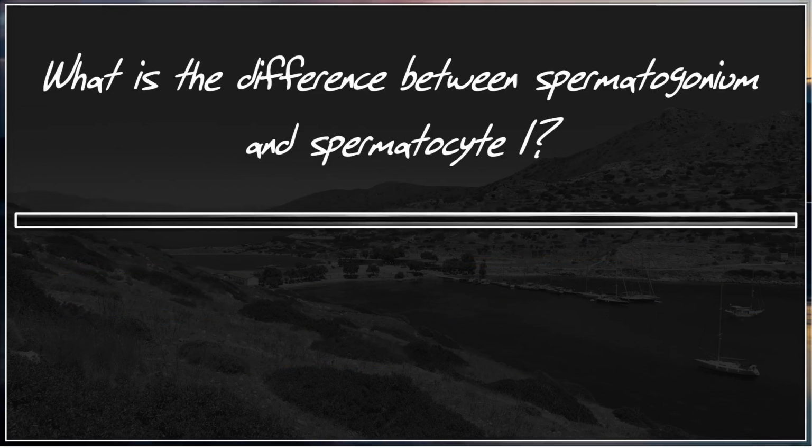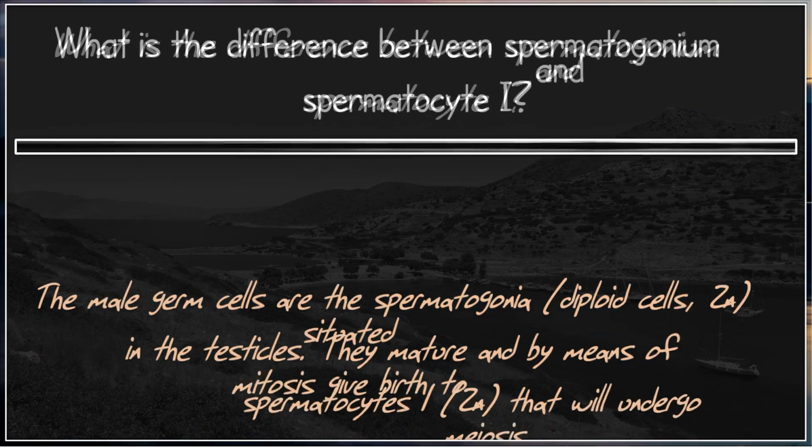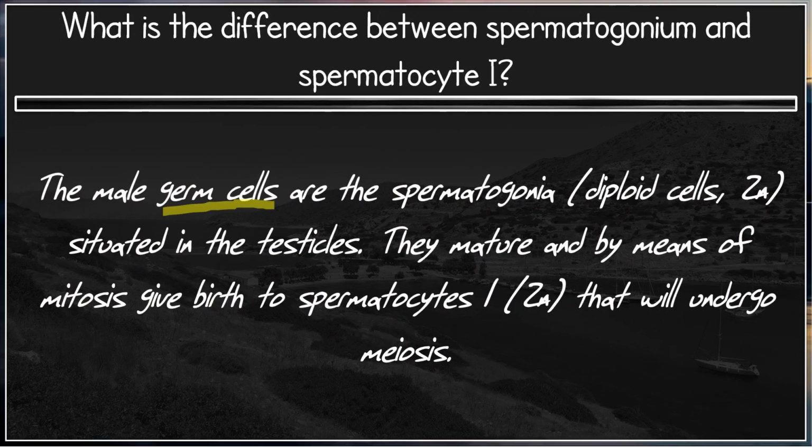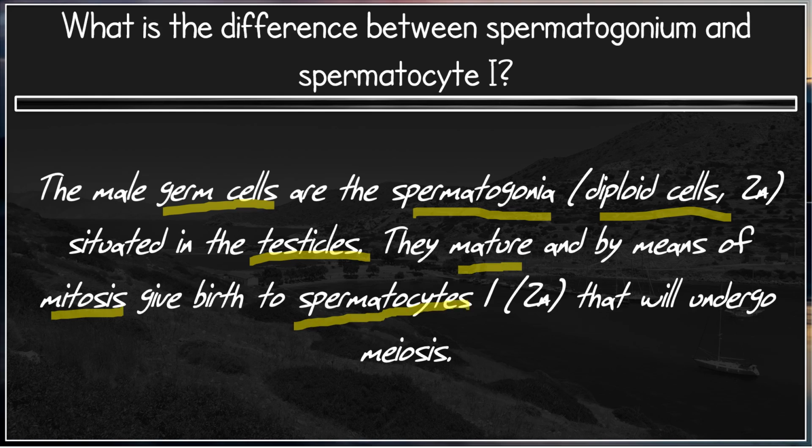What is the difference between spermatogonia and spermatocyte 1? The male germ cells are the spermatogonia. They are diploid cells situated in the testicles. They mature and by means of mitosis give birth to spermatocytes 1, which are also diploid, that will undergo meiosis.